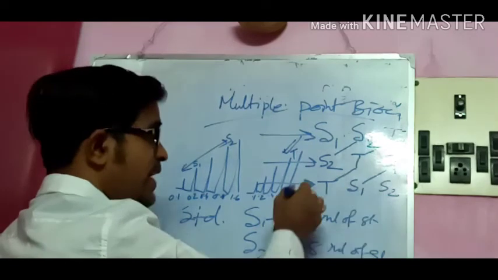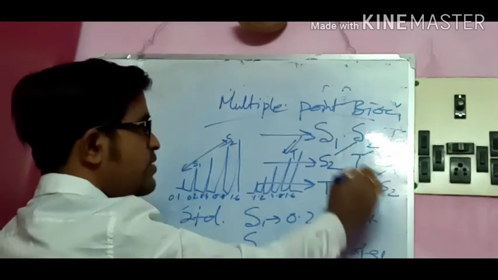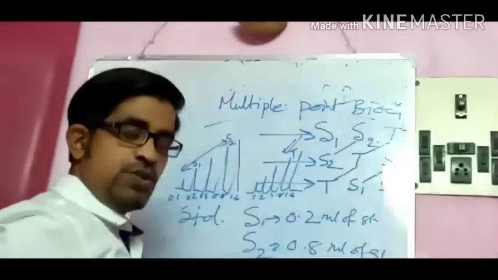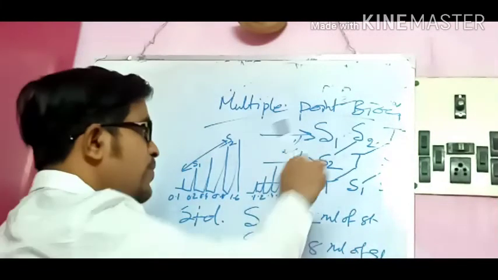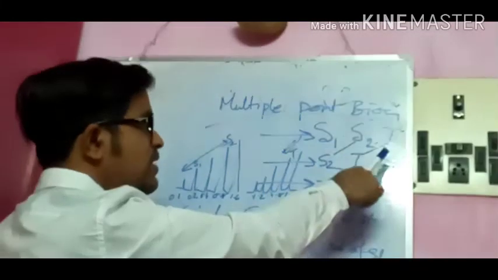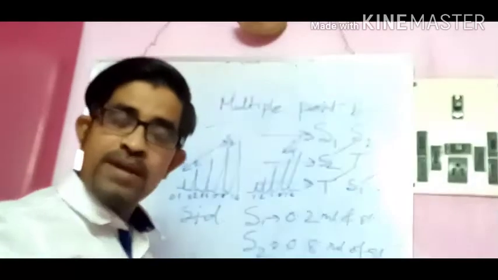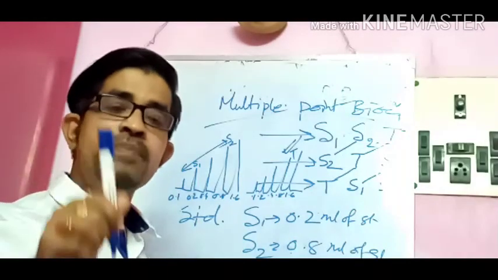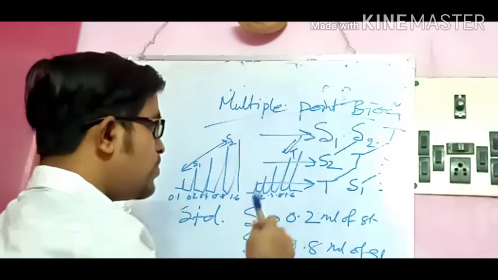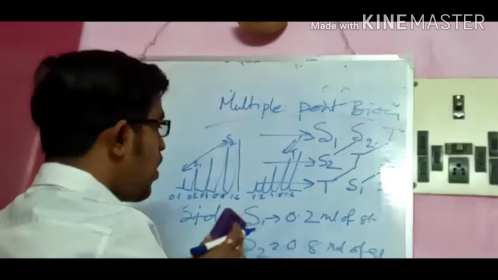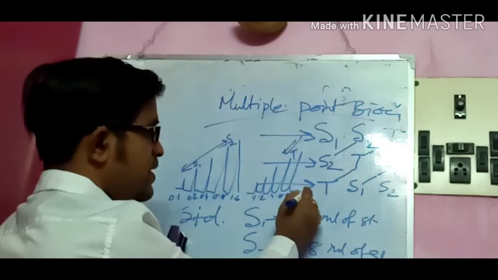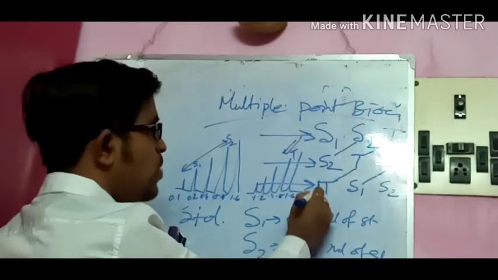If once again you will write this, it will come back to S1, S2, T, same as this. So if you are making this direction, total 9 graphs you can get. So 3-point bioassay means 9 graphs you can get. Now you have to give the dose of S1 in this graph sheet. So you will get a graph of S1.